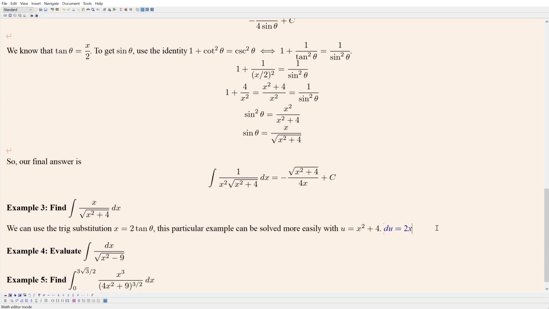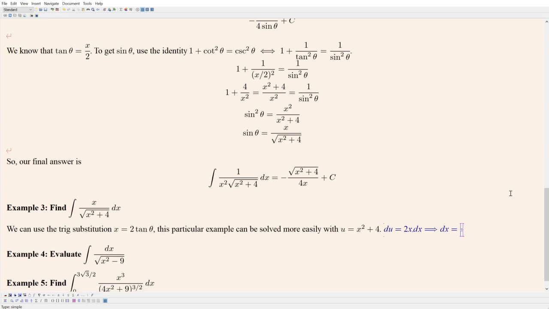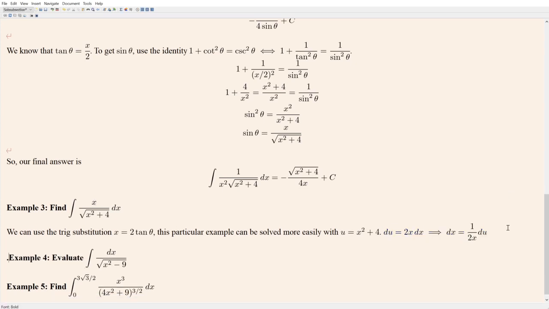So du is equal to 2x dx, and consequently dx is equal to 1 over 2x du. Right, and then there's that x just waiting to get canceled out by this x here. So this is the sort of thing where if you do tons of examples, you'll just start to recognize the patterns that show up time and time again.